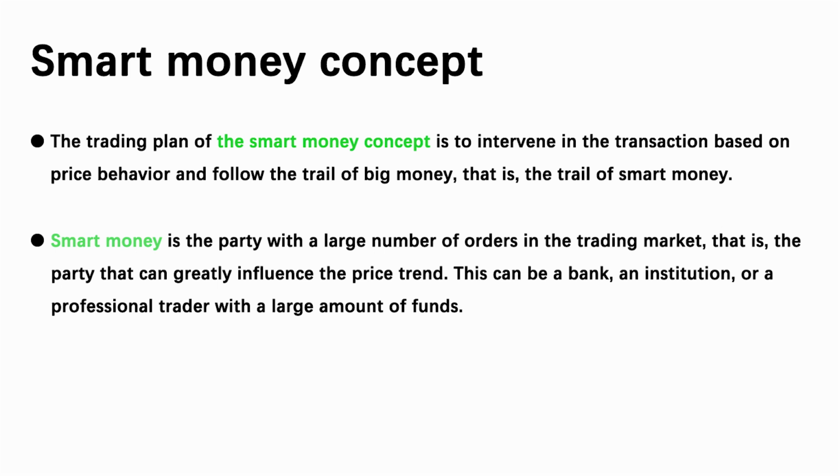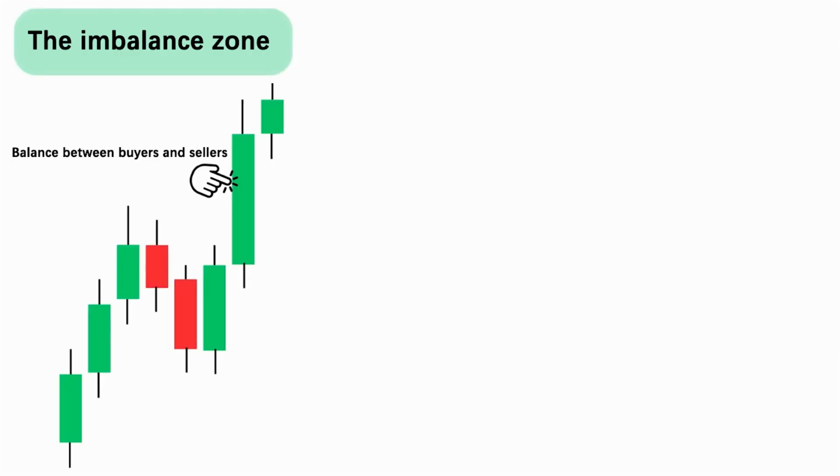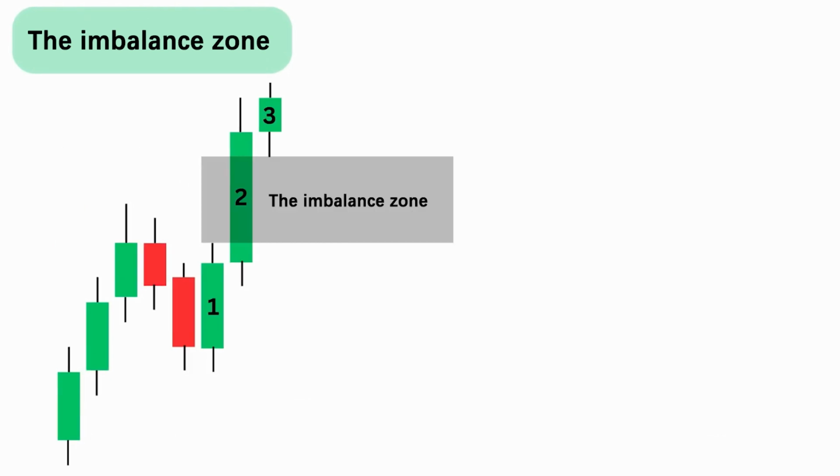So how do we identify the signs of smart money in the charts? We can identify smart money by price imbalances. When smart money intervenes, their huge order volume and driving momentum will cause prices to rise or fall rapidly. This huge candlestick chart is formed. So the area between these shadow lines is the imbalance area. This imbalance zone is drawn through 3 candlestick patterns. The area that the shadow line does not touch or reach is the imbalance zone.